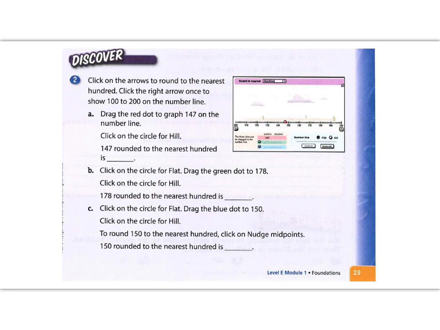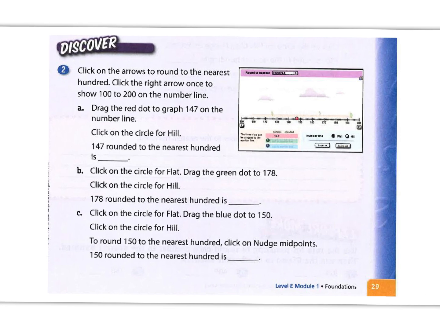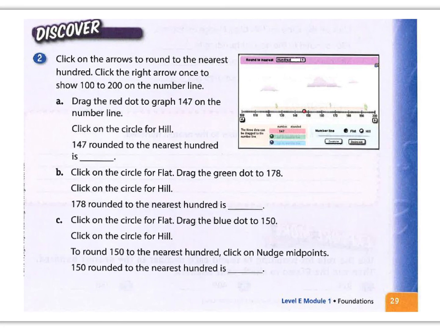Okay, so when you are in your Gizmos, your screen is going to look like this. It tells you to click on the arrows. Make that a little bigger so you can see. It'll look bigger on your screen. Click on the arrows to round to the nearest 100. Okay, you're going to click the right arrow once to show 100 to 200 on the number line.